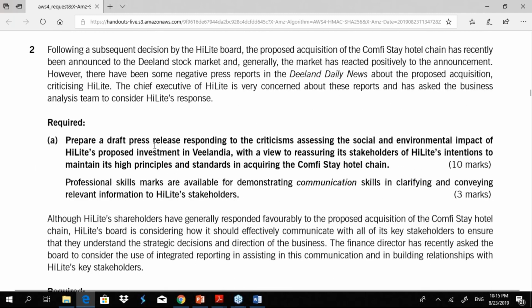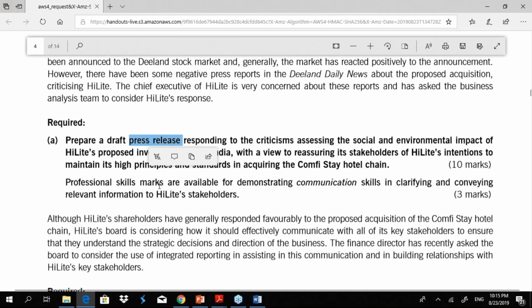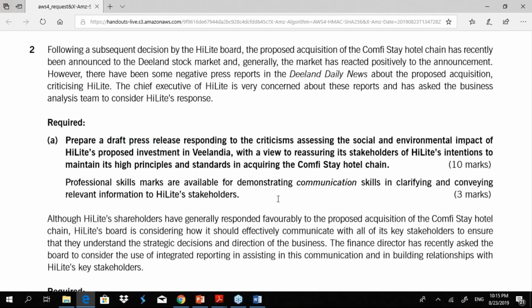C, prepare a draft press release. So make a note of this format. You can find out how to prepare a press release from that communication document. Responding to the criticism, assessing the social and environmental impact of Highlight's proposed investment in B. Right, so social and environmental impact. Impact on society and environment, that again is not that technical.